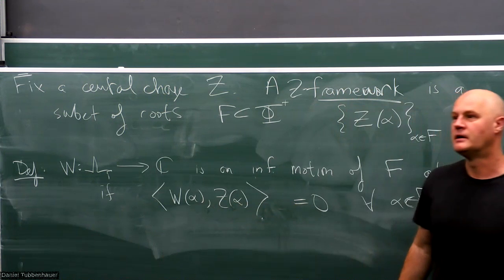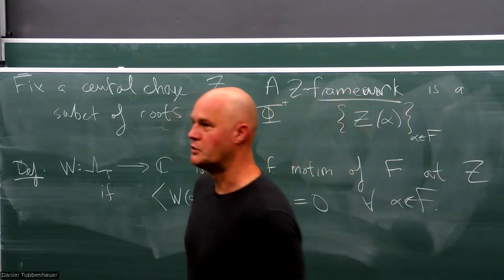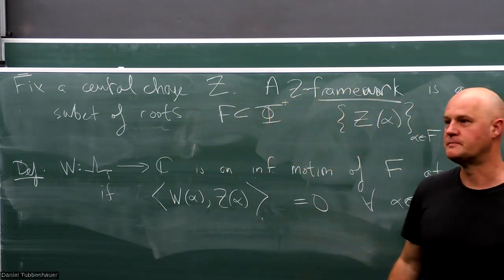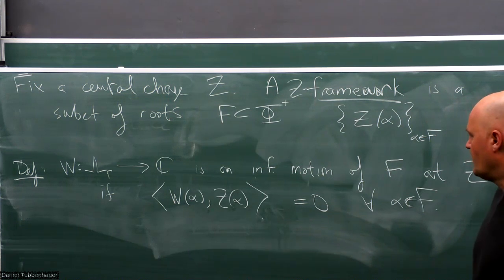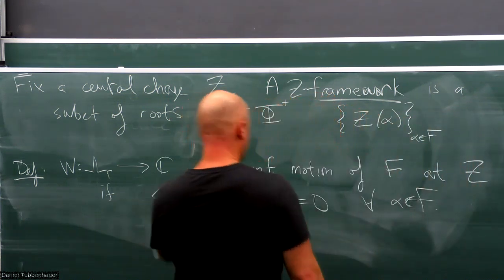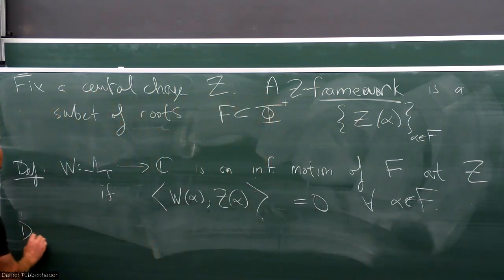I have a dumb question. Is there a reason you didn't draw alpha 1 plus alpha 3? It's not a root of A3. Okay, I'm only drawing the roots. Okay, so that's an infinitesimal motion, and one more definition.